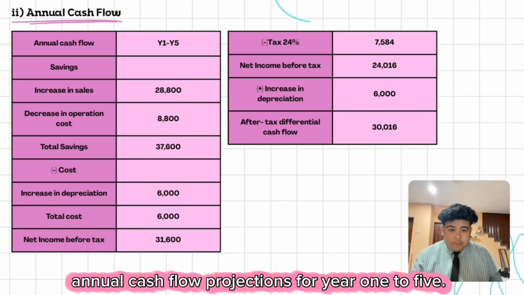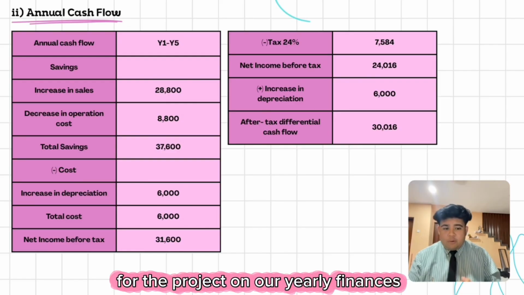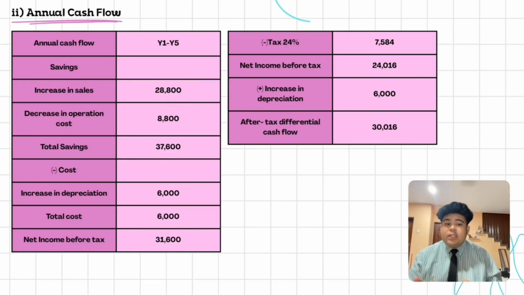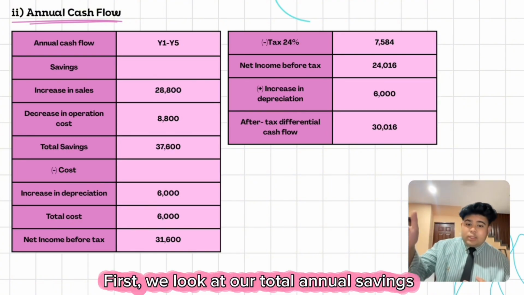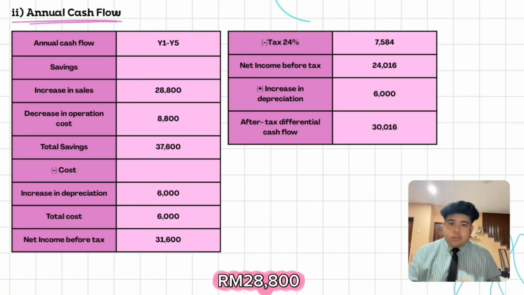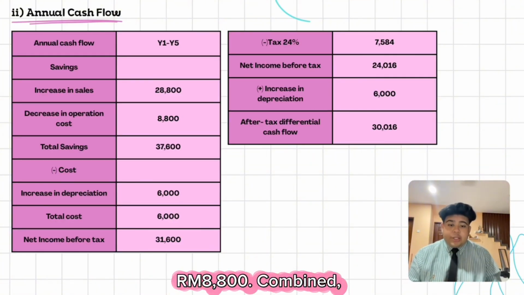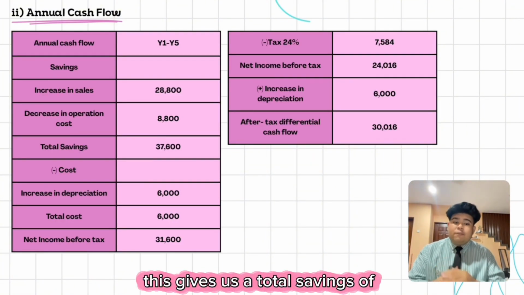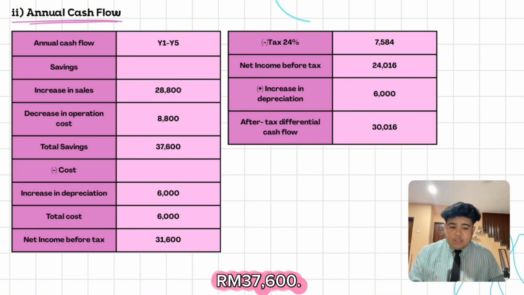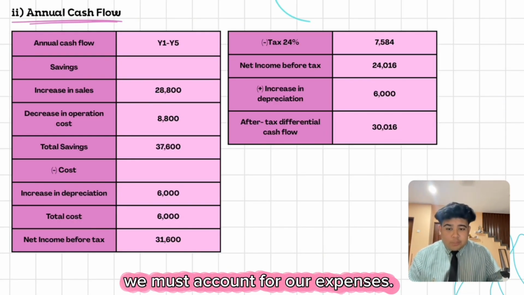Hello, my name is Muhammad Adil, and now let's take a look at the annual cash flow projections for year 1 through 5. This analysis helps us understand the net impact of the project on our yearly finances after accounting for savings, costs, and taxes. First, we look at our total annual savings. We are projecting an increase in sales of Rm28,800 and a decrease in operation cost of Rm8,800. Combined, this gives us a total savings of Rm37,600.